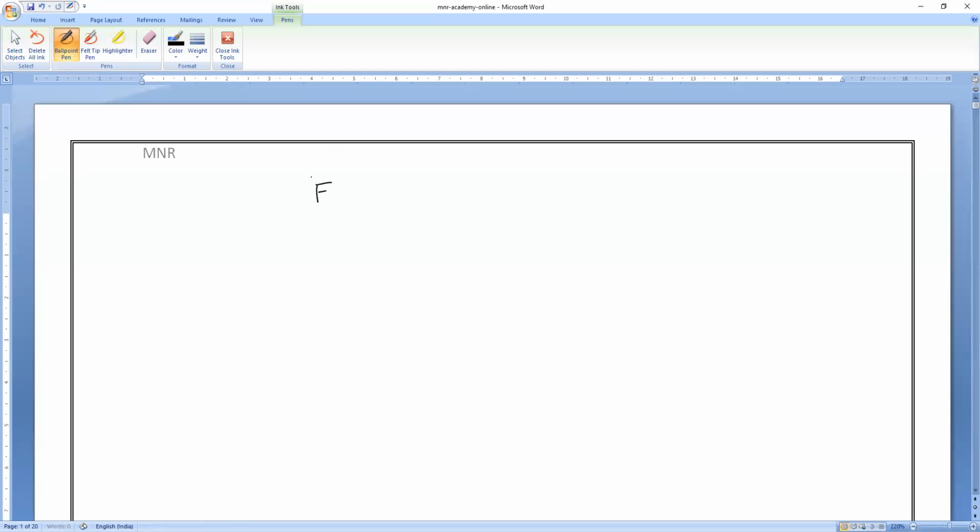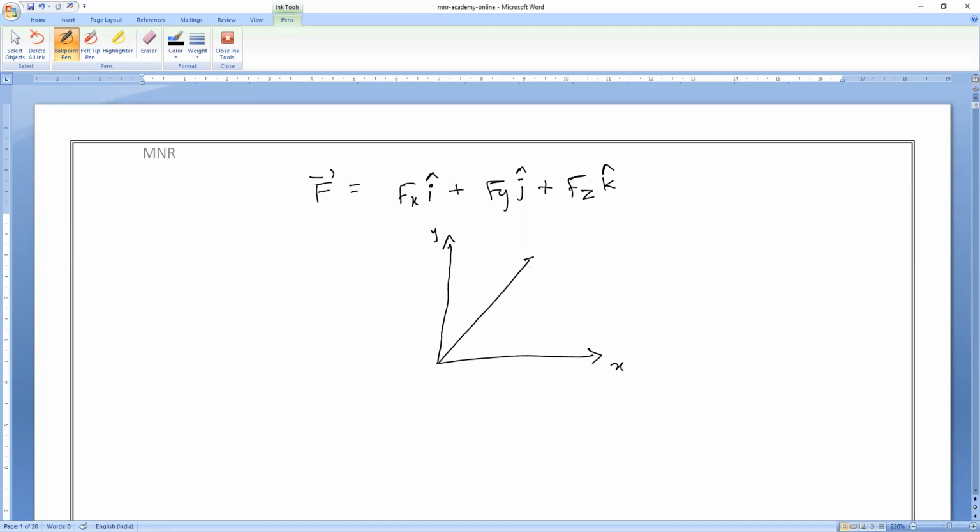So we have found that the F vector is equal to Fx i cap, plus Fy j cap, plus Fz k cap. Yes or no? So the Cartesian form of vector, if you take for example only two directions, the x axis and the y axis, you can take it like this, where the force is acting perpendicular to that.